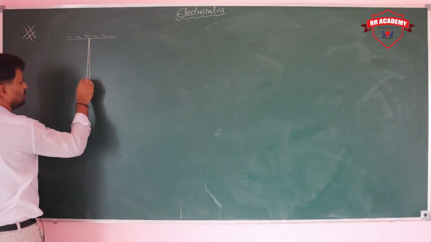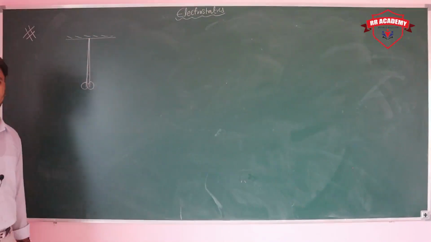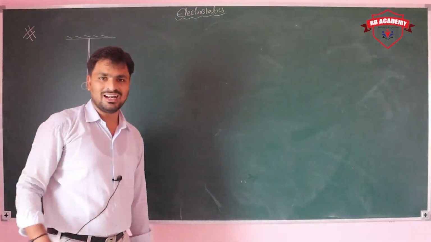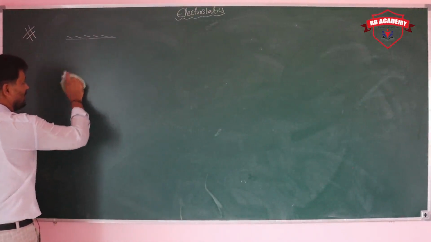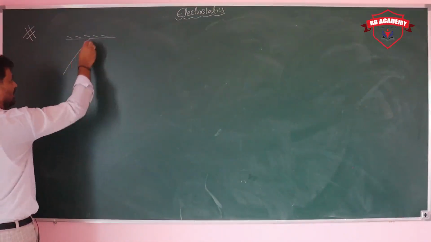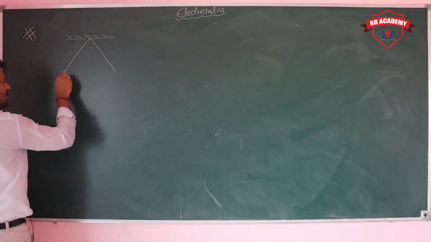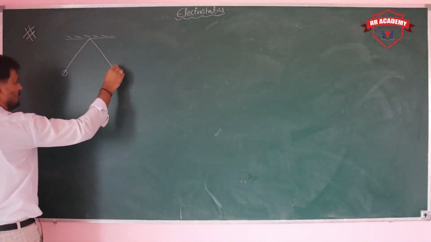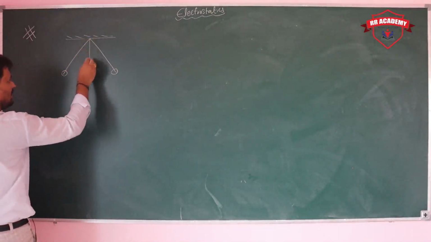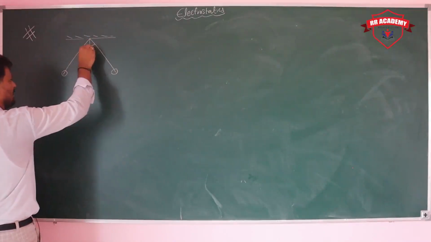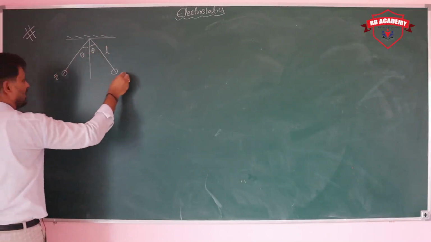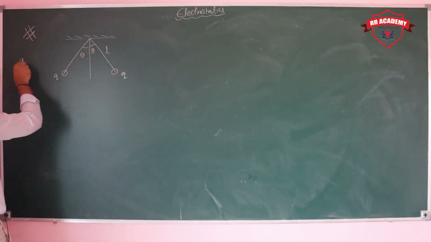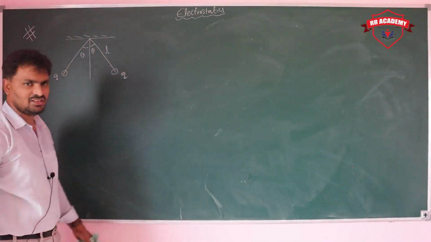We are releasing two identical charges, either positive or negative. Those two are repelling each other, and due to the repulsion they make a particular angle. If they make an angle theta with the vertical, then what about the magnitude of the charge? You need to find the magnitude of the charge.